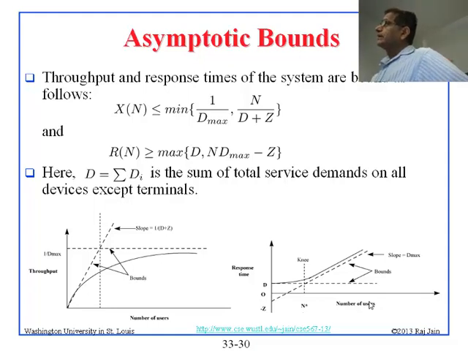Basically, the system throughput cannot be more than these quantities. This is called the asymptotic bound. And I'm going to tell you how this came about. Throughput cannot be more than that, and the response time cannot be less than this.